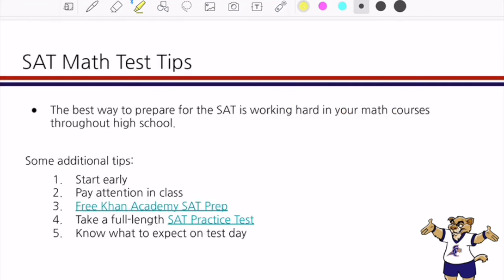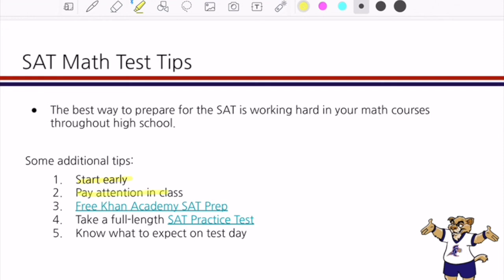When it comes to taking the SAT test, there are some things that you can do to prepare. With regard to the math test, it is generally understood that the best way to prepare for the SAT is by working hard in your math courses throughout high school. No fancy SAT prep class can help get you ready for the test more than just working hard in your regular classes can. However, looking beyond that, there are some ways that you can help yourself get ready for the test. One is to start early, so make sure that you start doing prep well in advance of the date that you plan on taking the test.